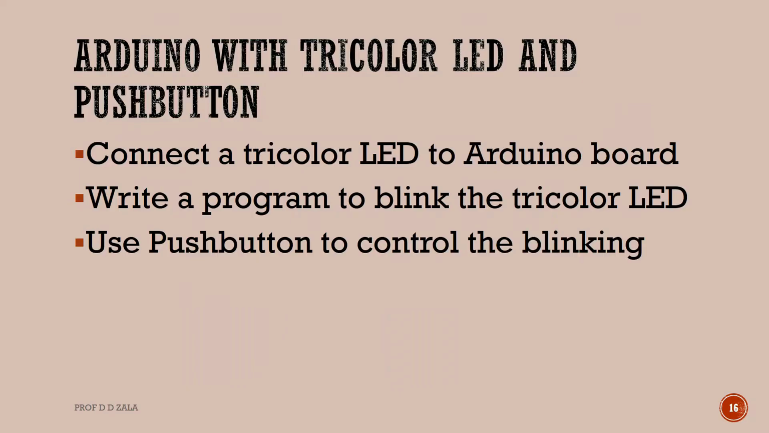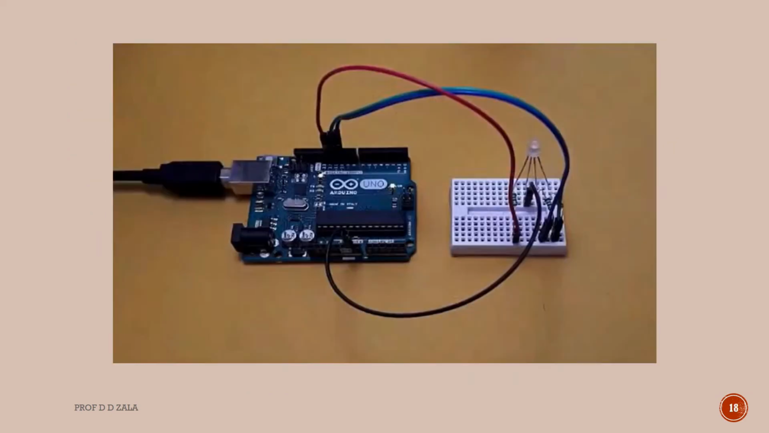Then we will go for the Arduino with tricolor LED and push button, where we will connect the tricolor LED to Arduino board and write a program to blink the tricolor LED. We will use the push button to control that blinking. These are the glimpse.